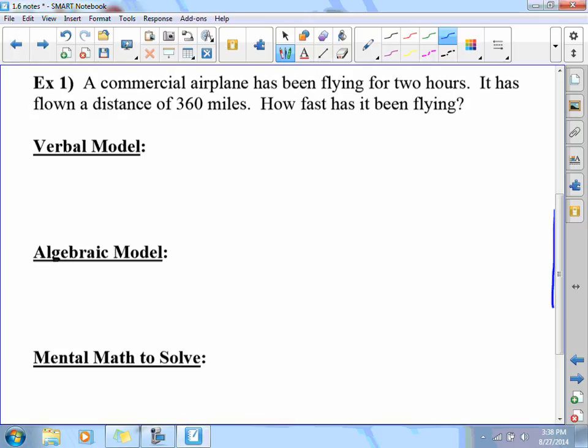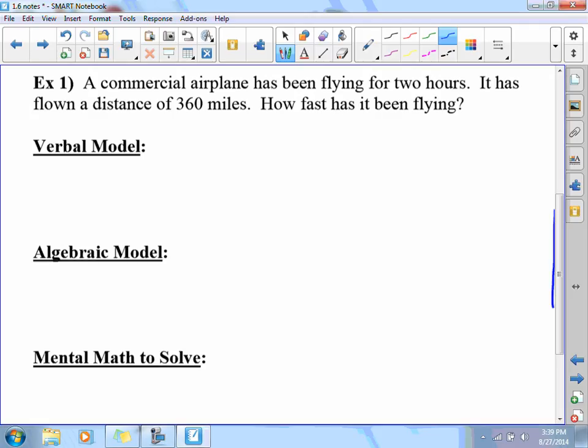So example 1 here, this is going to use a formula that we know. So let's read through the problem first. It says that a commercial airplane has been flying for 2 hours. So picture an airplane. If you have or haven't been on an airplane, it's okay, it doesn't matter. Just picture an airplane. It's been flying for 2 hours, and it has gone a distance of 360 miles. How fast has it been flying?